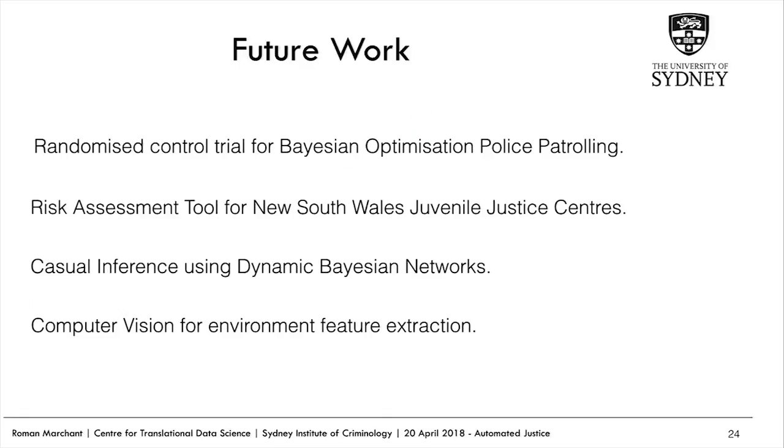The future work I'm working on is to try to incorporate causal inference using dynamic Bayesian networks. I'm also trying to incorporate information from the environment using computer vision to automatically extract features, and conduct randomized control trials for the decision-making algorithms, and help police make unbiased decisions. That's the presentation for today.